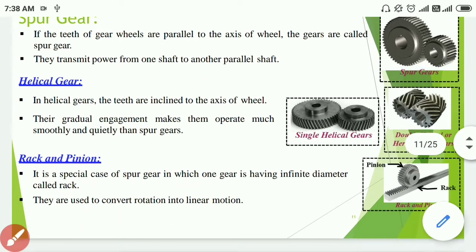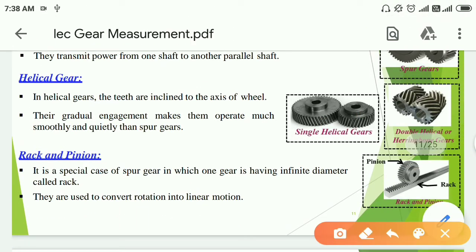Next is rack and pinion, as shown in the figure. Pinion here and rack. It is a special case of spur gear in which one gear has infinite diameter, called rack. Here this is the rack, a flat rod on which teeth are there, which is infinite. They are used to convert rotation into linear motion.